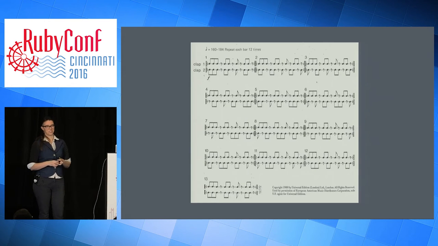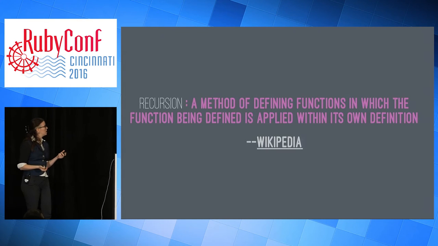Is there a brave soul in the audience who might want to volunteer their own definition of recursion? Go for it. Self-reference? Yeah, I really like that, self-reference. That's a good way of putting it.